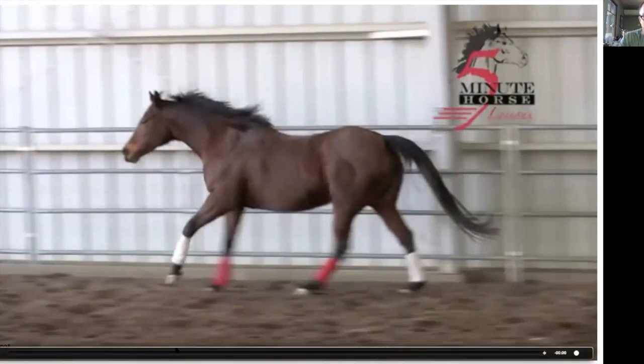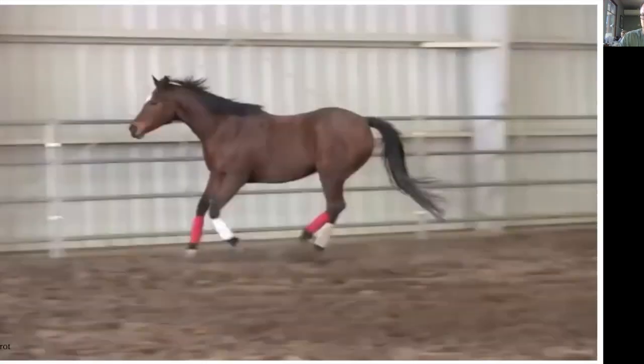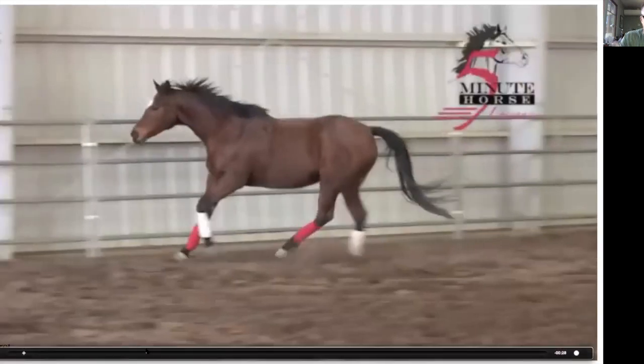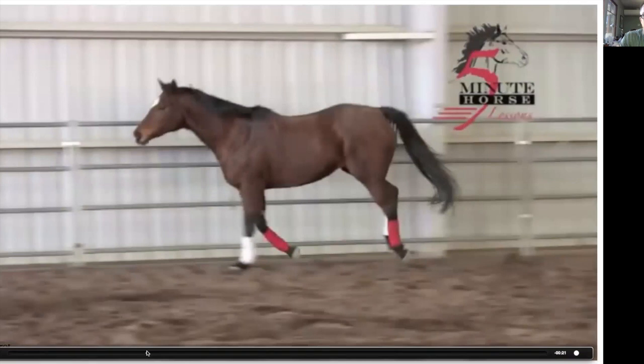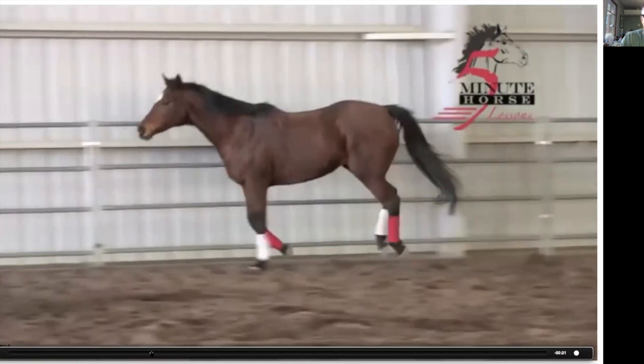So let's just jump back here. All right. So here is the pose where one foot is down and the others are flipped back.